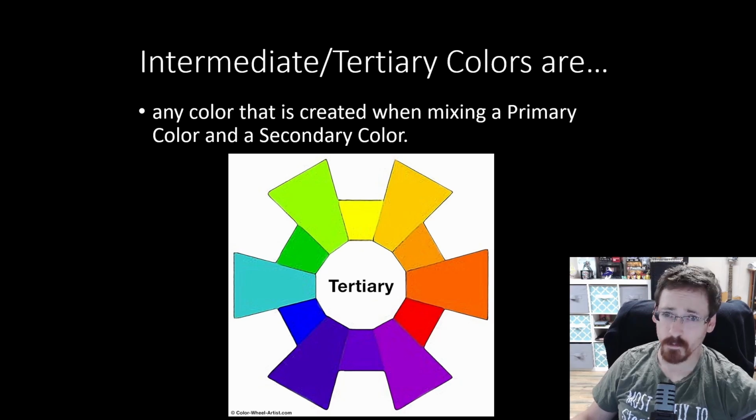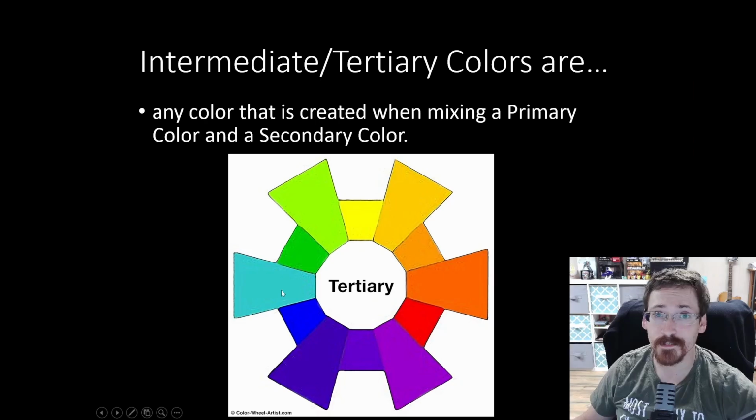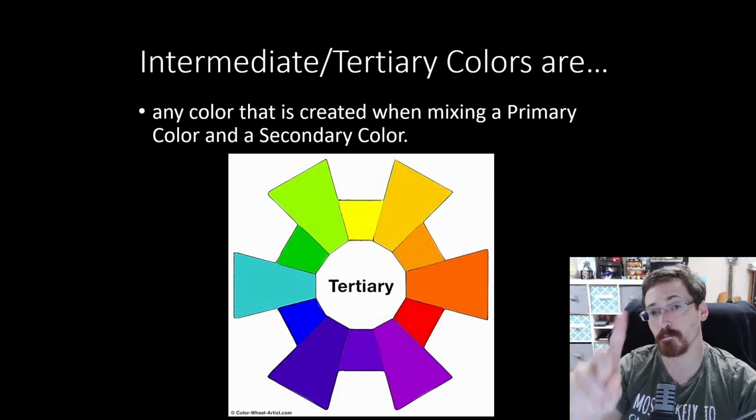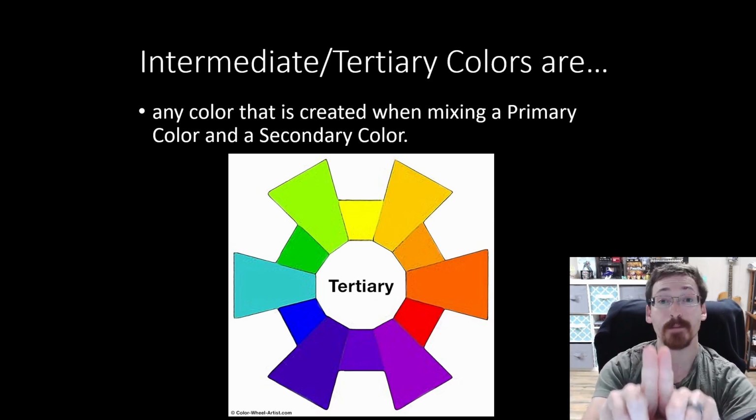So my question for you, if you're paying attention, what color do you think that this is? And I'll give you a hint, it's not teal. Don't say teal. If you said red orange, you're entirely wrong. Instead, it is actually blue and green. Primary color blue, secondary color green, make blue-green.